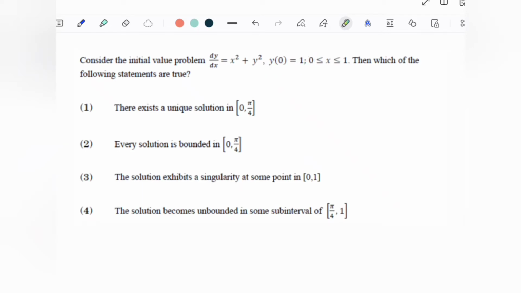We will carefully analyze statements related to existence, uniqueness, boundedness and singularity formation. We will use the comparison theorem to determine where the solution stays finite and where it must blow up. We will also examine why the solution remains bounded on certain intervals and becomes unbounded on others. After that, we will look at another additional problem from the CSIR NET December 2019 paper to strengthen our understanding of the comparison theorem and its results.